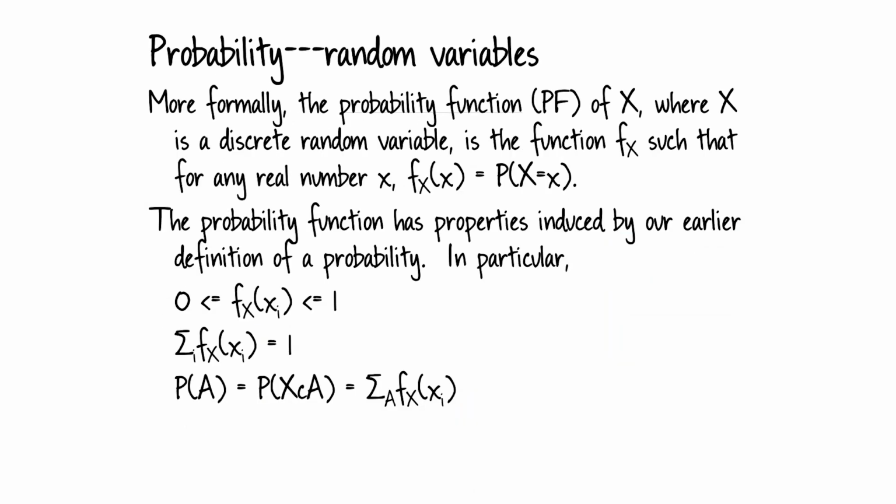Okay, so let's step back and think a little bit more formally about this notion of a probability function. What is a probability function, and what properties does it have? Well, the probability function of X, where X is a discrete random variable, is defined as the function such that for any x, f sub X of little x is equal to the probability that X is equal to little x. Okay? So this is just formalizing what we did in the last two examples.